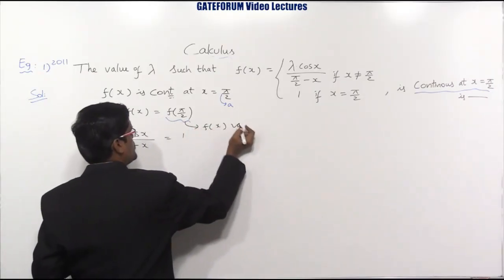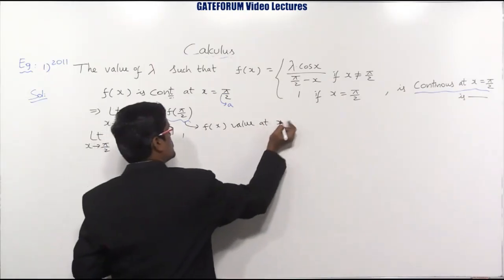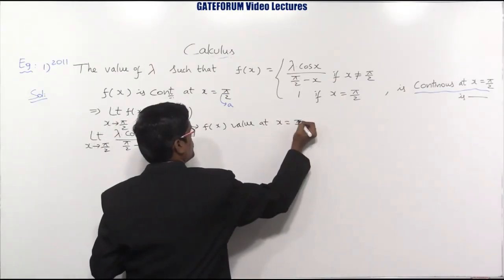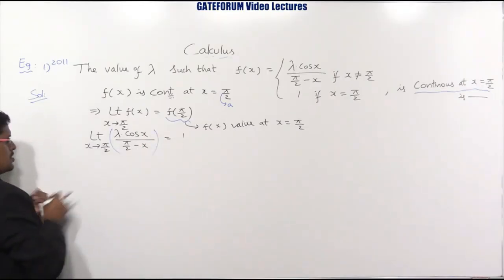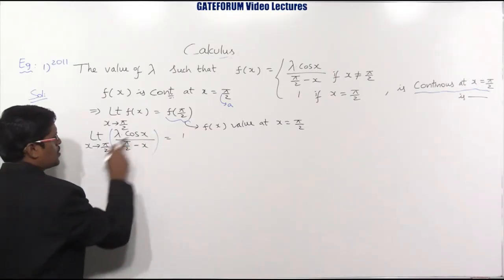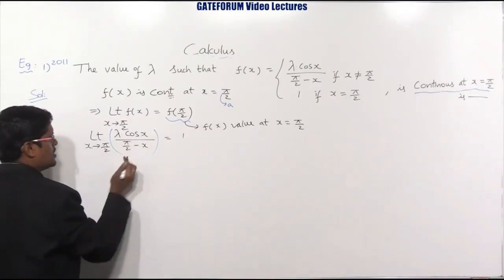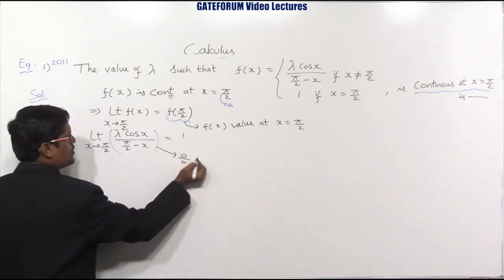f(x) at x equal to pi by 2. Now, how do you find this limit? This is not one of my standard 7 limit formulas. Put x equal to pi by 2: cos 90 is 0, and 90 minus 90 is 0. So this becomes a 0 by 0 form.